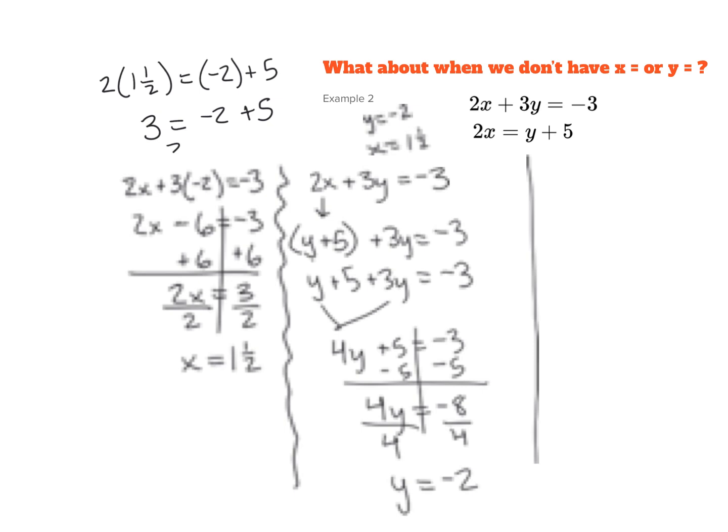-2 plus +5 is indeed 3. We have ourselves a solution set. Now again, why do I recommend it against that? Because we don't always get this nice and easy, oh, well, 2x itself is equal to an expression, so we can just substitute it in for this entire thing.